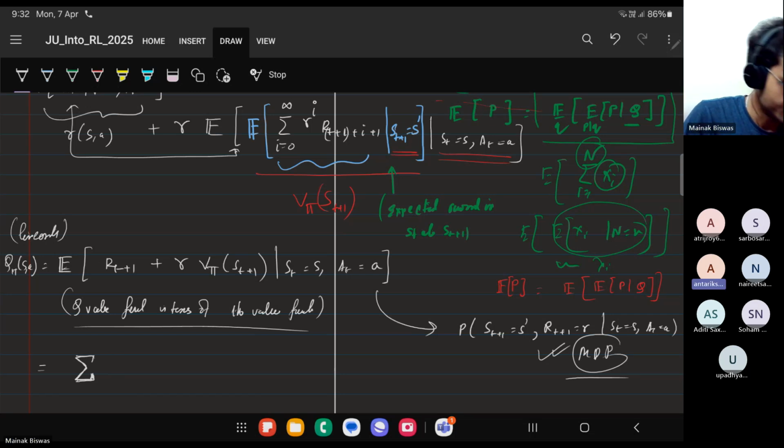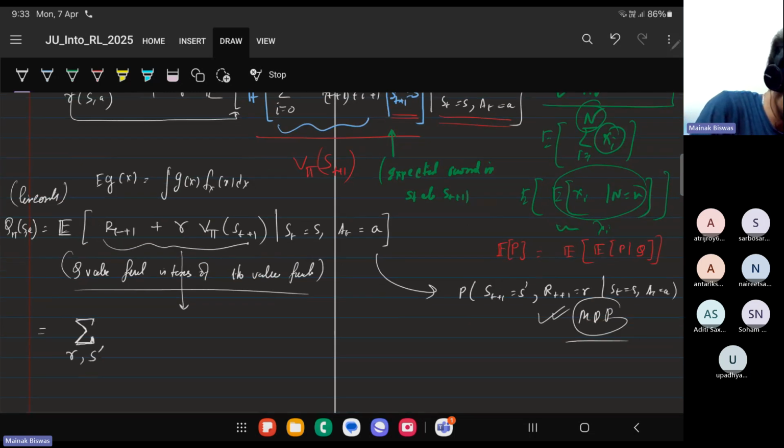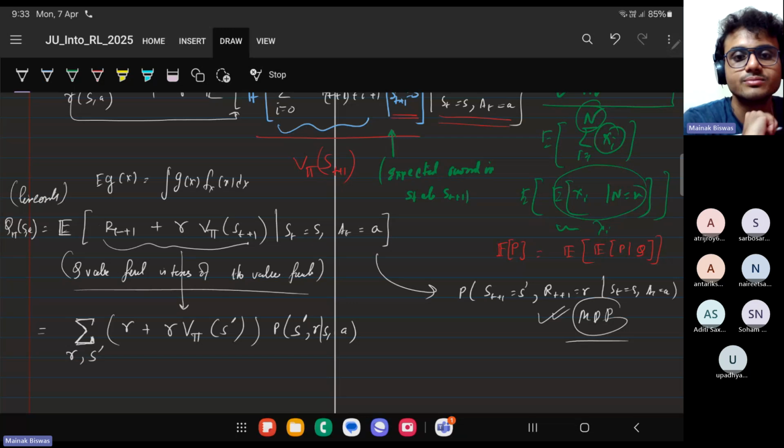So I don't need to partition over RT plus 1. You can just write down LOTUS. That is, this expectation you're finding. The expectation of g of x is just the integral of g of x times f of x dx. That's all I'm going to do. I'll just sum over all rewards and states of r plus gamma V pi of s prime, times p of s prime, r given s comma a. Is it clear to everybody?